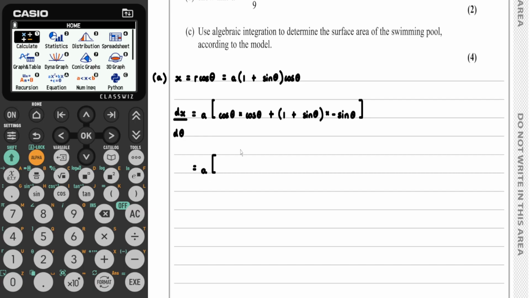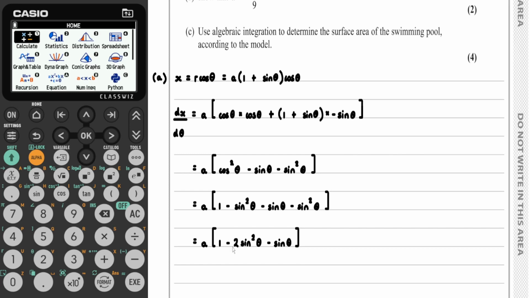So we have a multiplied by, now here we've got cos squared theta, and then I've got -sin theta times 1, that will be -sin theta, and then I've got -sin theta times sin theta, so that's -sin squared theta. Now the cos squared I can replace with 1 - sin squared, so I've got a times (1 - sin squared theta - sin theta - sin squared theta), which is a times (1 - 2 sin squared theta - sin theta).